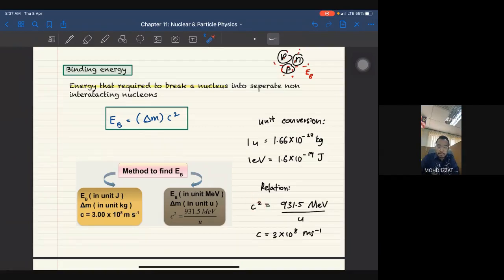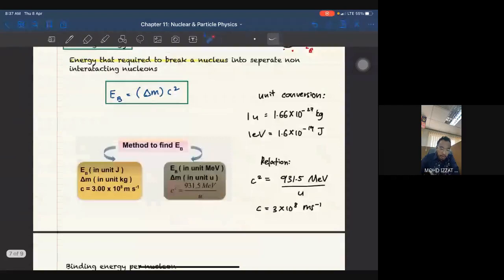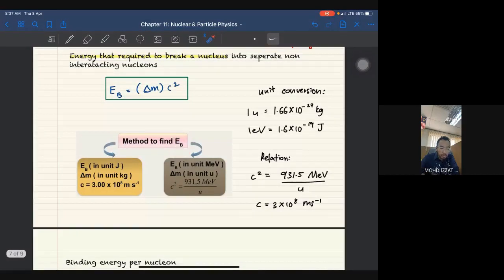Dia dah square siap-siap. So you don't have to square lah. Jangan kamu letak 931.5 square. Itu salah. 931.5 saja. Okay. So ada dua method to find EB. Dia depends on the given unit. Okay. Kalau katakan delta M in kilogram, kamu pakailah C tu 3 times 10 to the power of 8.